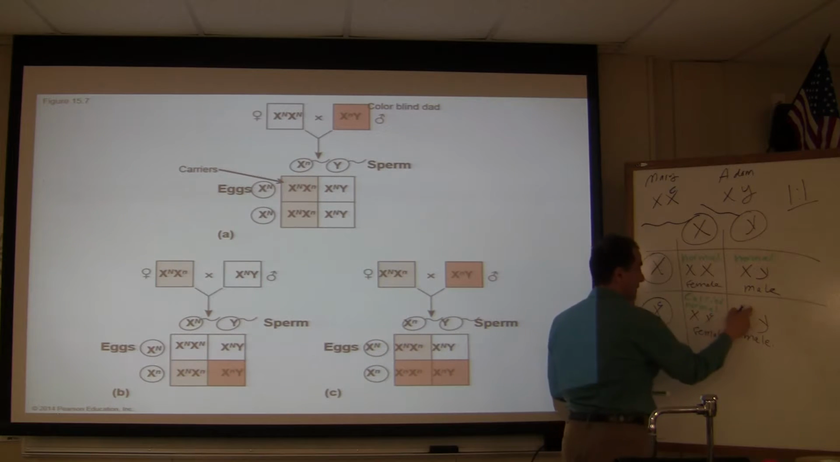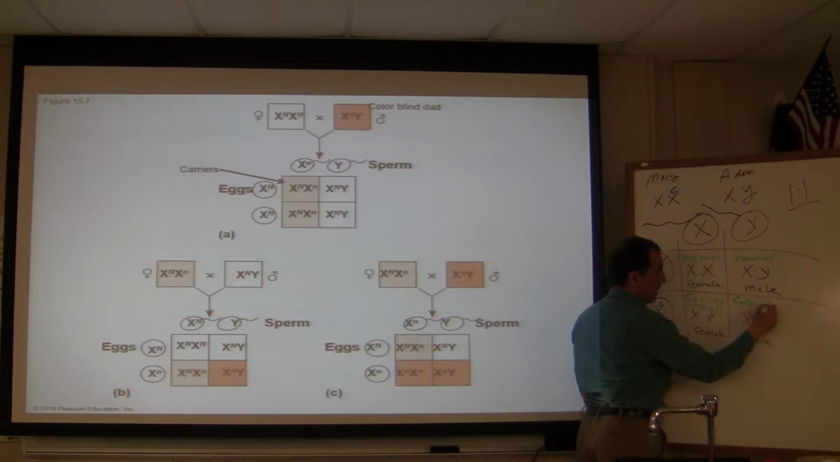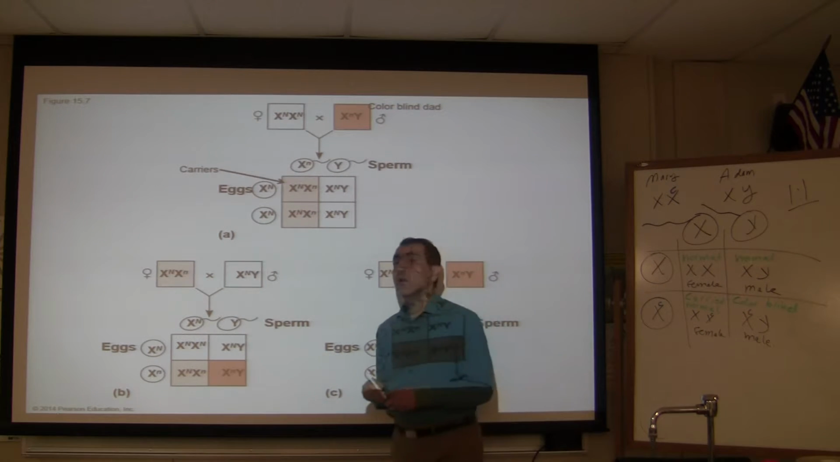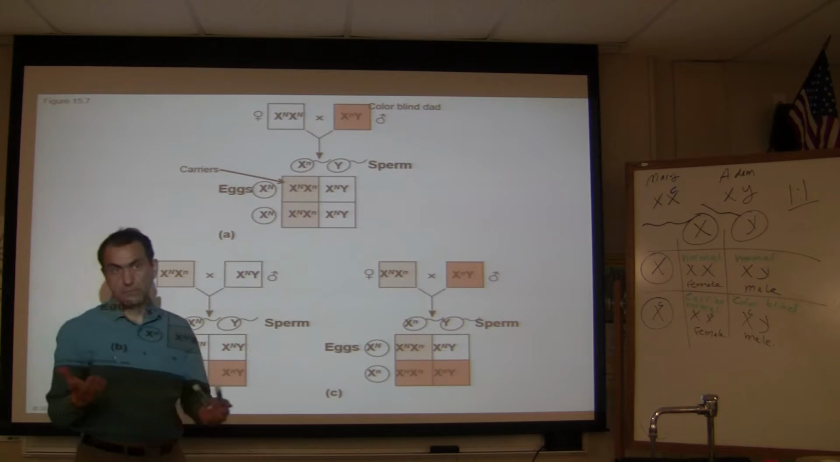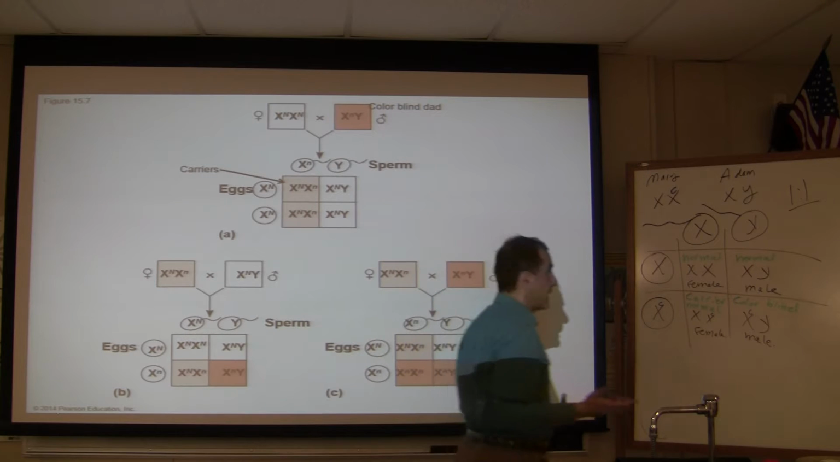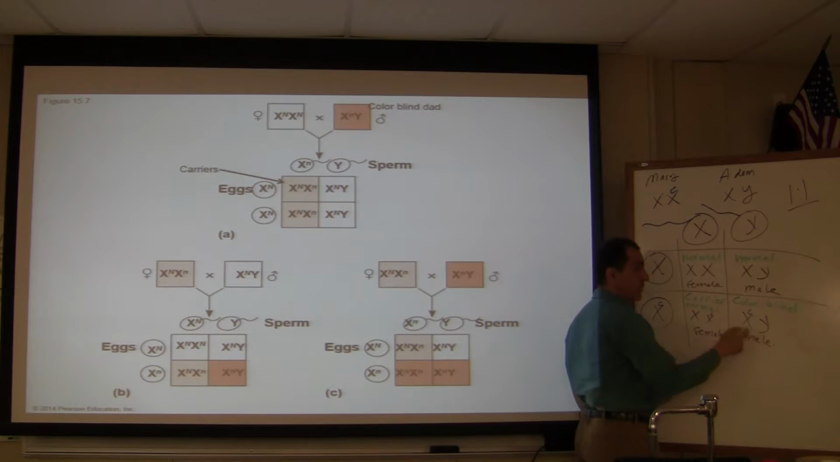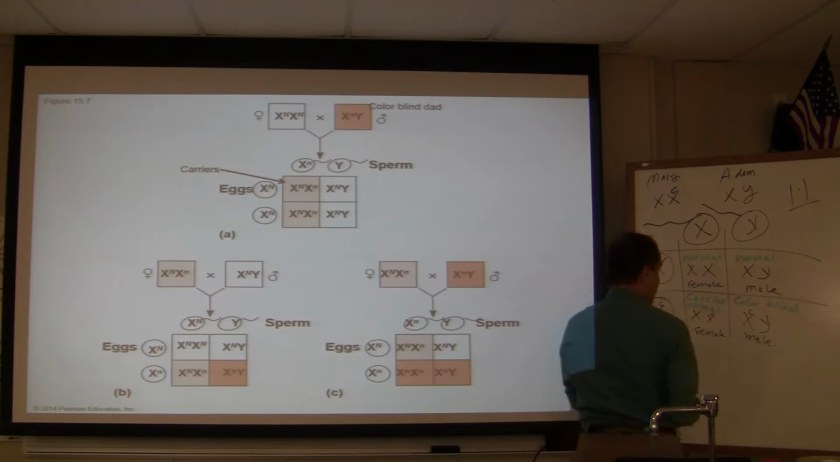Now, how about this one? This boy is what? Is color blind. That boy is colorblind. If they have all of these children, 3 of them are normal, 1 of them is colorblind. Okay? Then I'm continuing on this diagram.